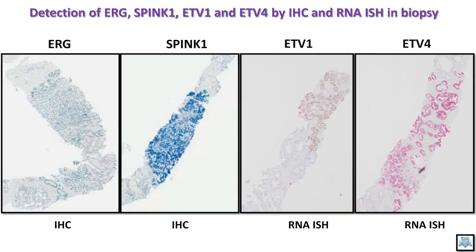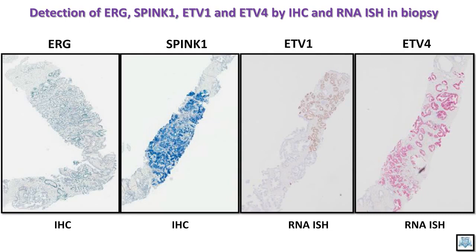Here I'm showing an example of doing both IHC and RNA-ISH on individual slides. Here I'm showing ERG on the needle biopsy. We did the immunohistochemistry, where you will see specific staining only in the tumor. Here I'm showing SPINK1 in the needle biopsy, showing specific expression only in the tumor, and both ERG and SPINK1 are done by IHC. Here I'm showing ETV1 expression by RNA in situ hybridization.